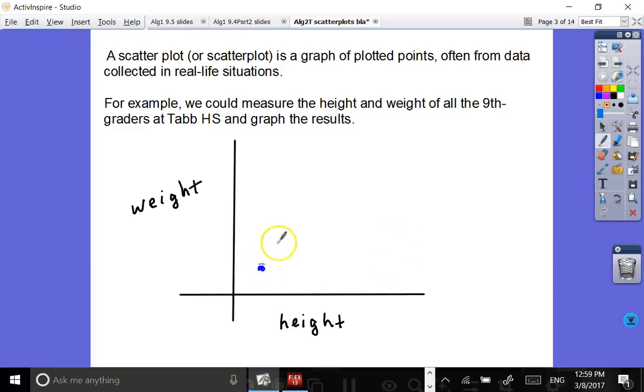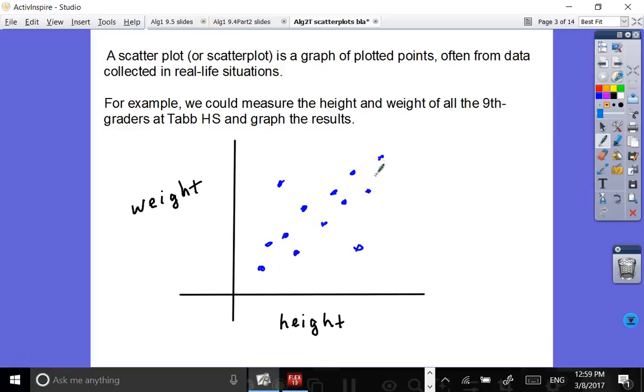Now, I could draw it like this and kind of show it. But the truth is some people aren't going to fall right on the line, right? Some people are going to be here, some people are going to be here, but mostly it's packed around a line here. That's what we mean by a scatter plot.